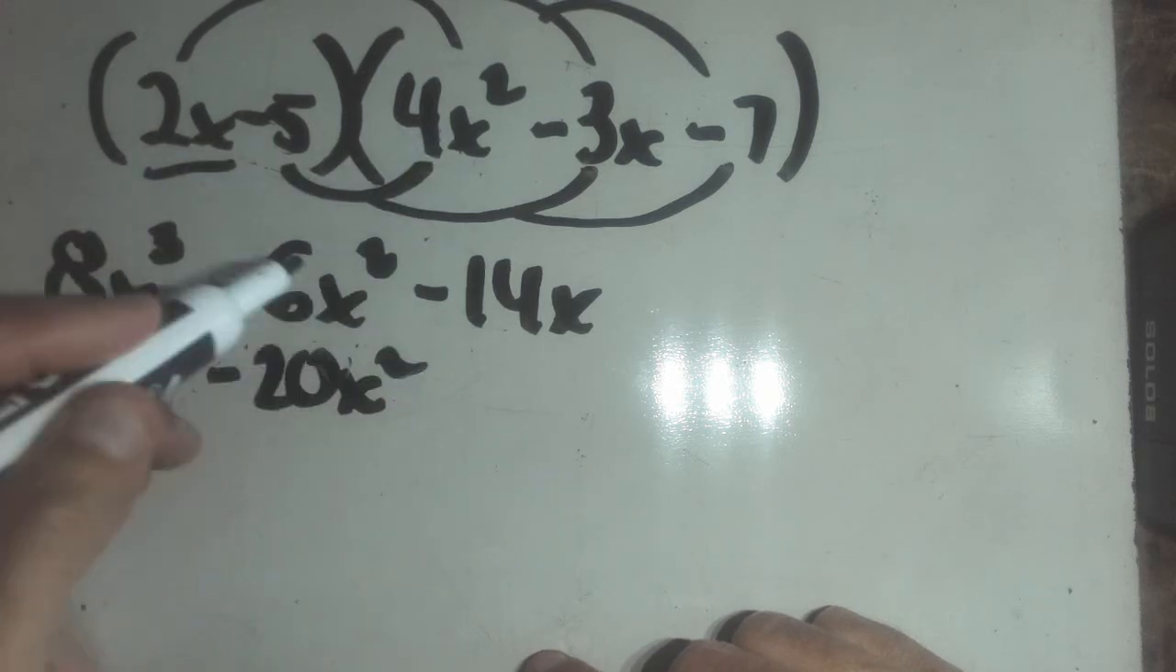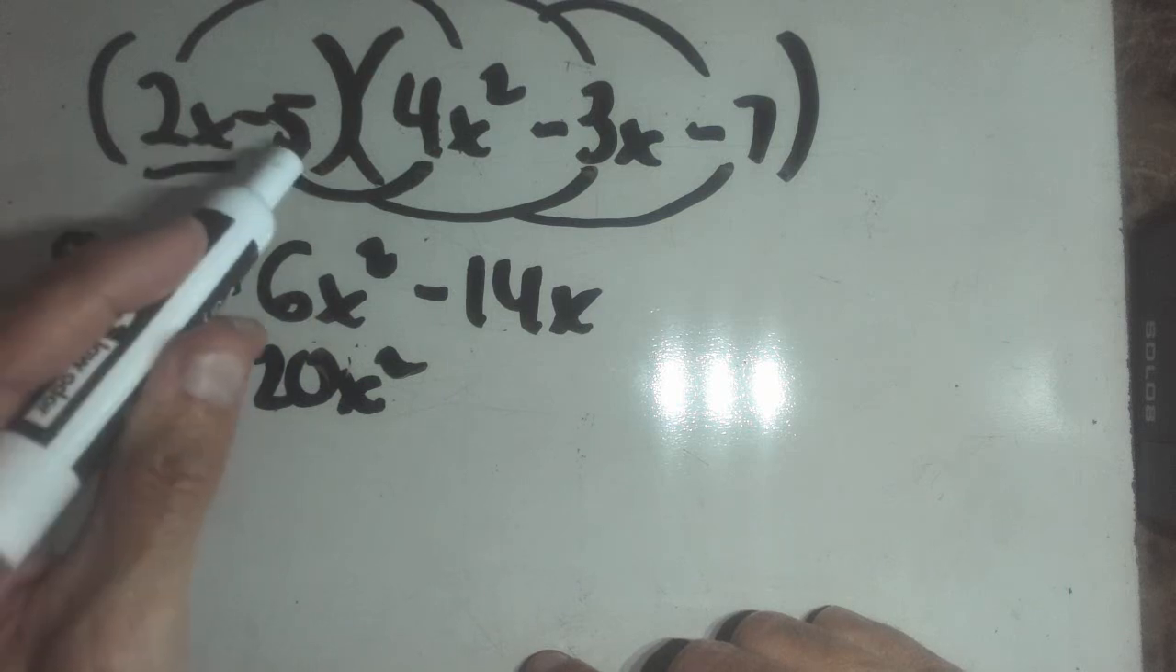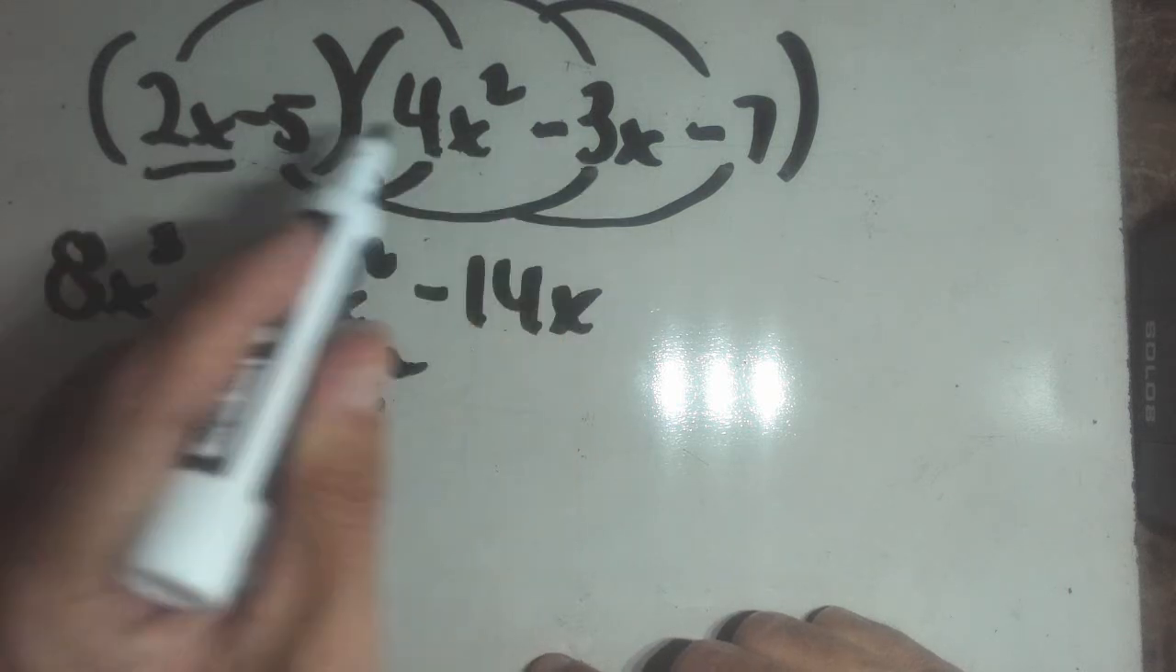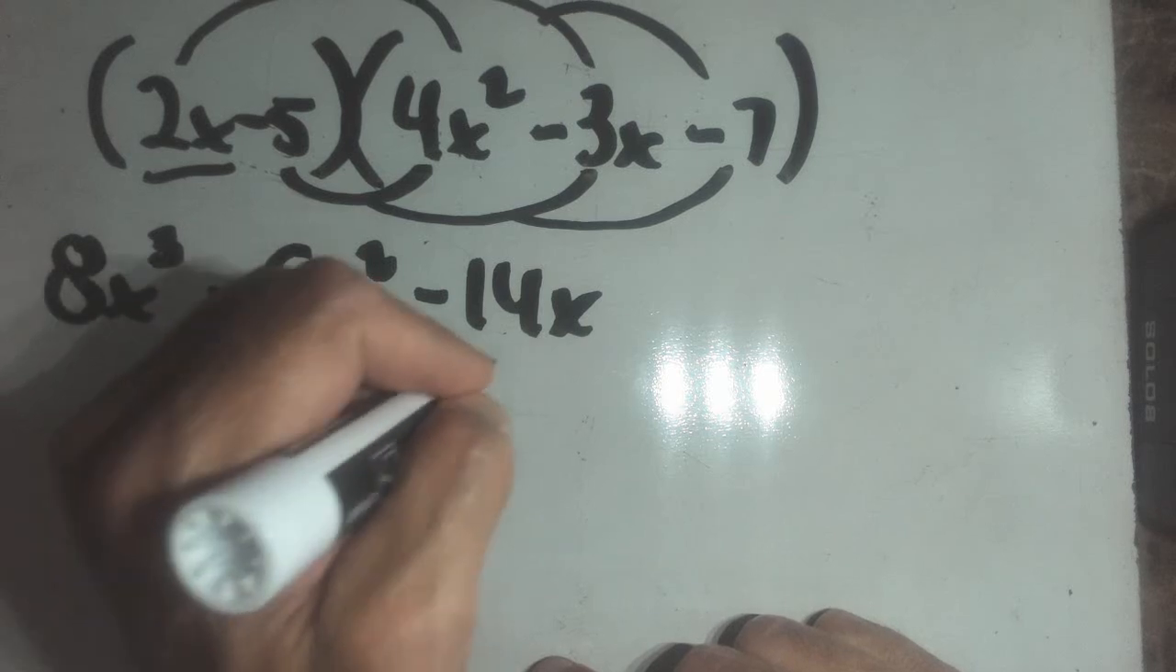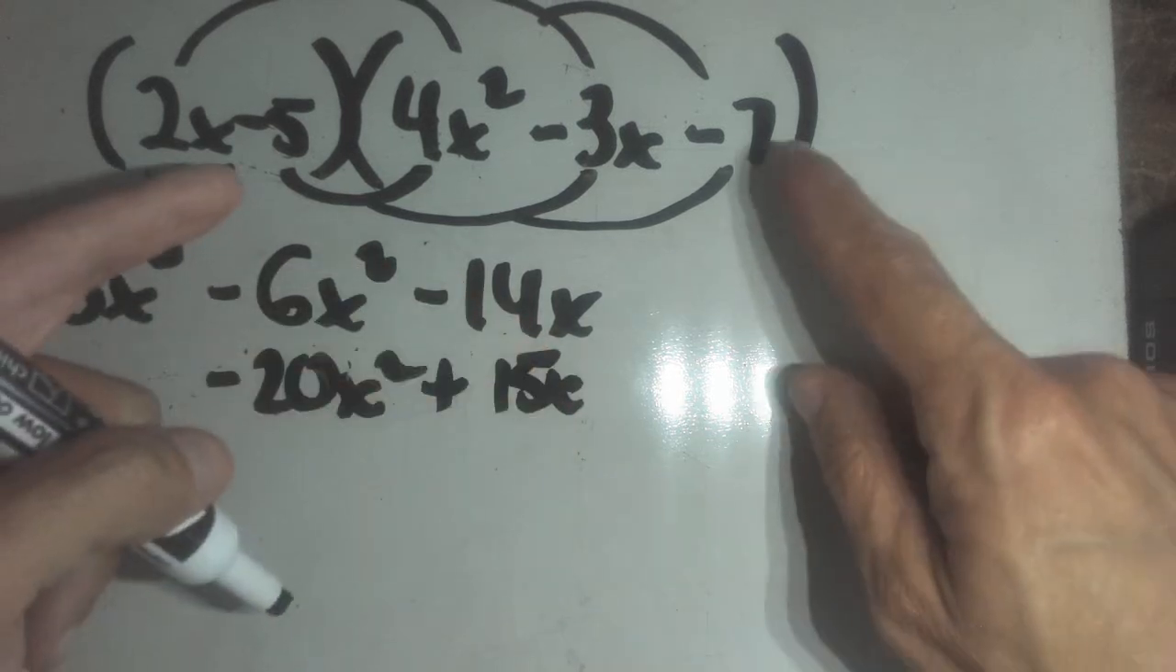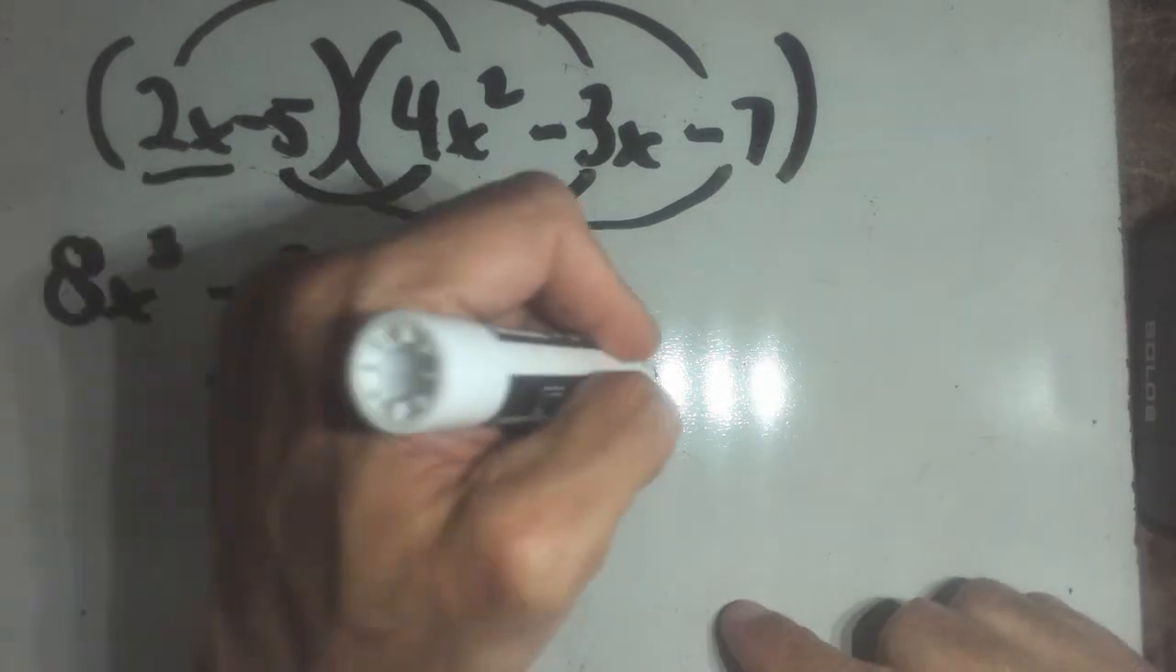See how these are like terms? We're going to combine these. Then we take negative 5 times negative 3x. Negative times negative is positive 15x. So positive 15x. And then negative 5 times negative 7 is positive 35.